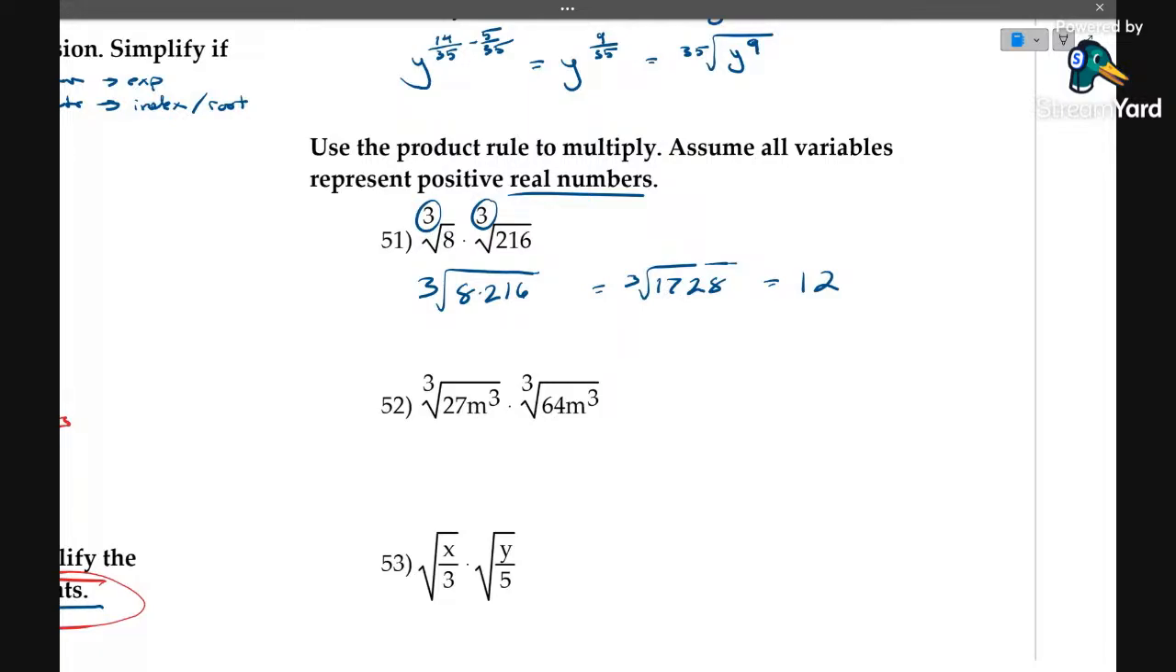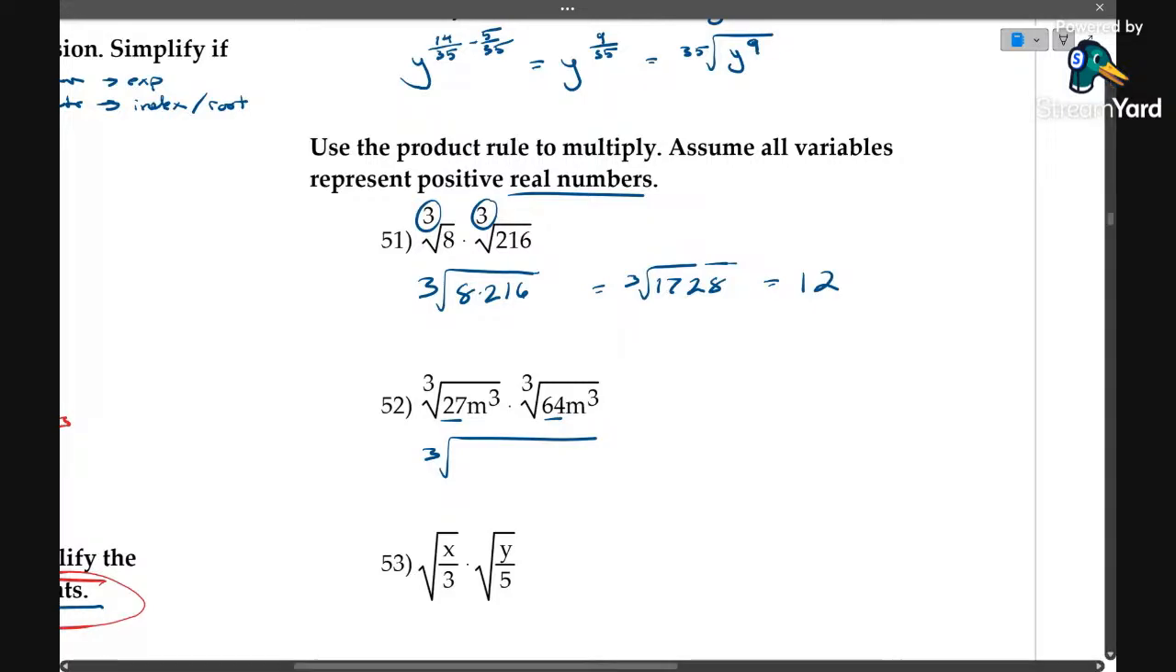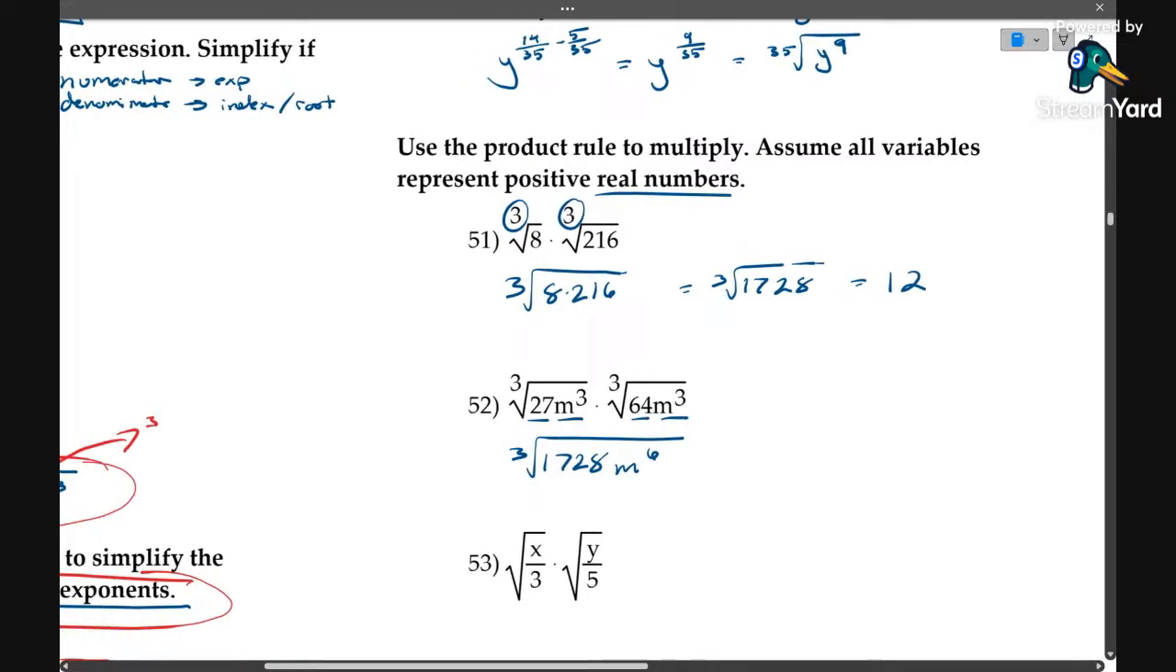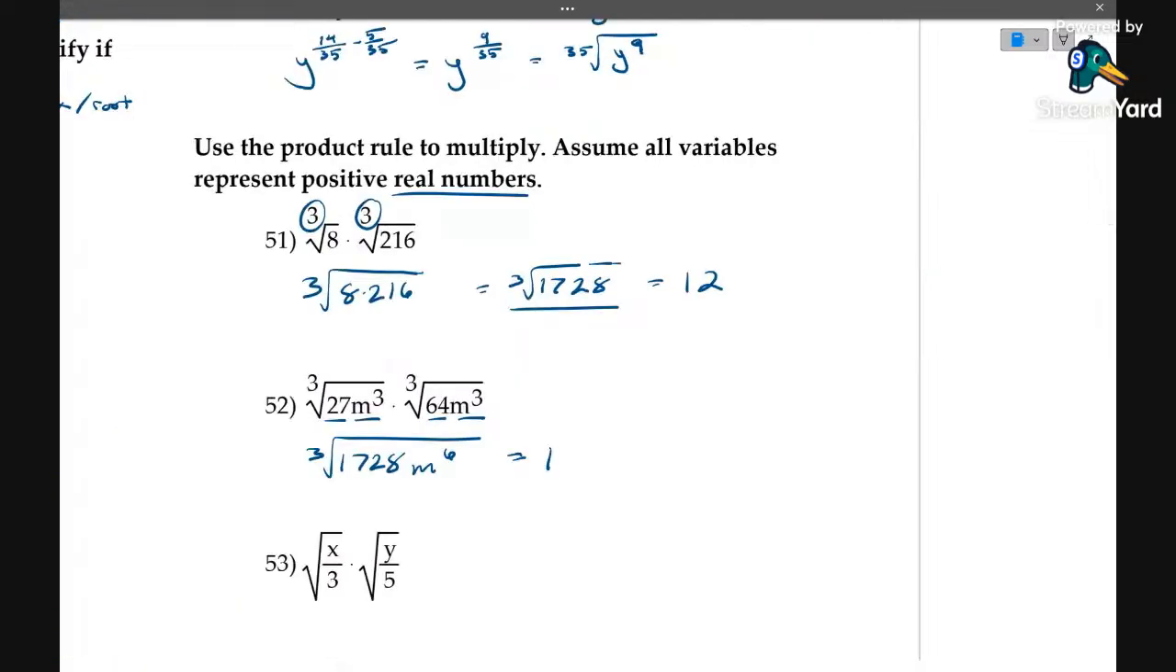Again, same index, so we can multiply these together. We have the third root. We can multiply 27 and 64, 1,728. And then we can multiply m to the third times m to the third. Since we're multiplying, we add those exponents together. That gives us m to the sixth. We know the third root of 1,728 gives us 12. So we can go ahead and take that root. And then m to the sixth, the third root, 6 divided by 3 is 2. So we get m squared.